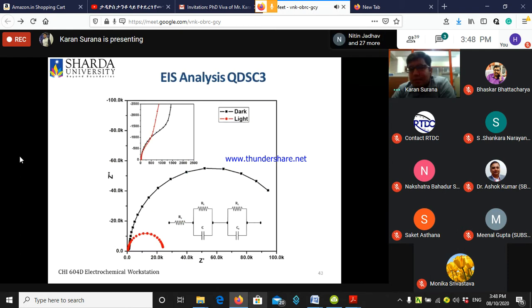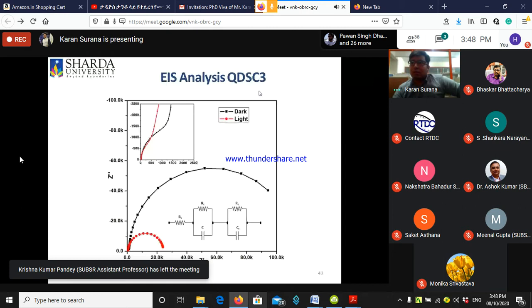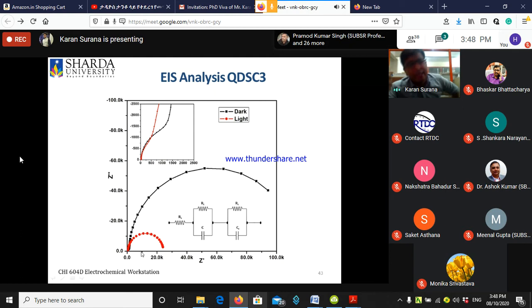The impedance analysis of cells. This is for the QDSC3, where an efficiency of 0.69% and a VOC of 1.45 volt was obtained. The first semicircle is not visible here, so it has been expanded. Because of the use of solid polymer electrolyte, you can see the impedance obtained is very, very high compared to what is obtained with liquid electrolytes or gel electrolytes. Although there is a huge difference between the impedance parameters in dark and in light condition.